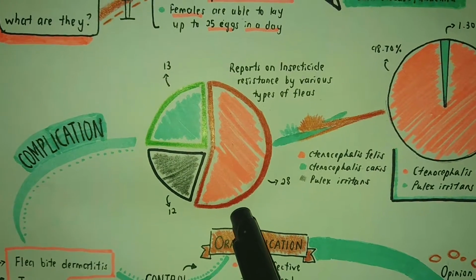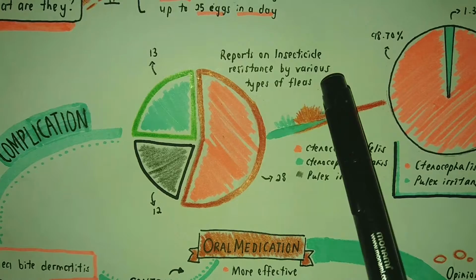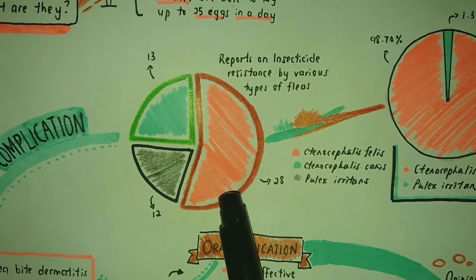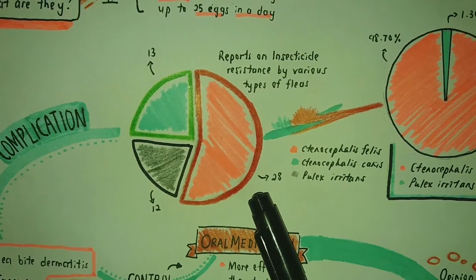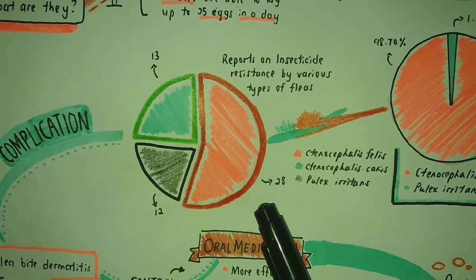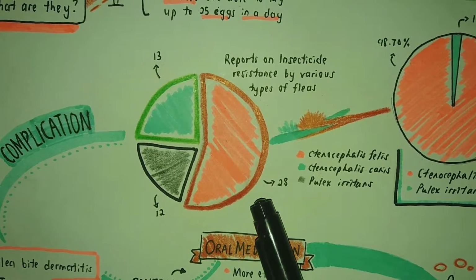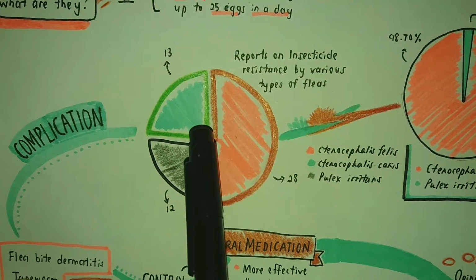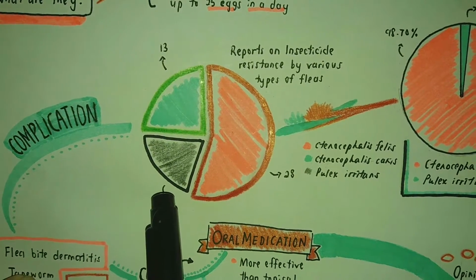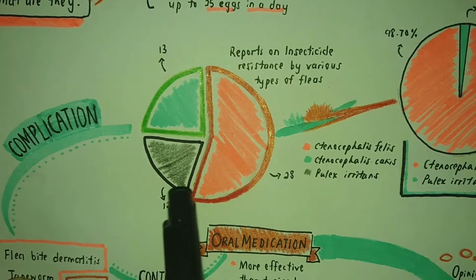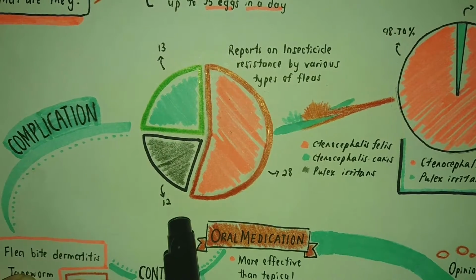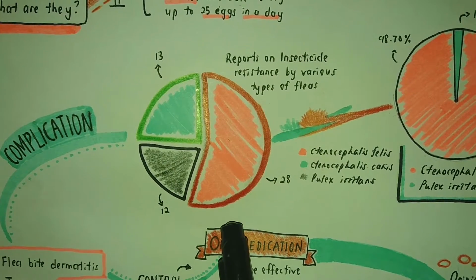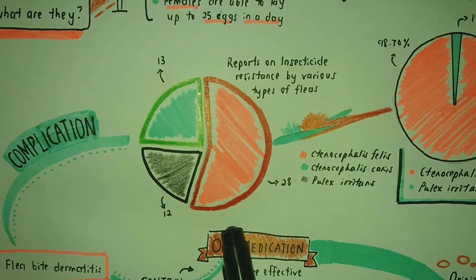This pie chart is about the reports on insecticide resistance by various types of fleas. This red color indicates 28 cases of insecticide resistance towards Ctenocephalides felis, whereas the green color is Ctenocephalides canis that is resistant towards insecticide, and the least number of cases reported is on Bullous irritants, which is 12 cases. The result is based on the arthropod pesticide resistance database.